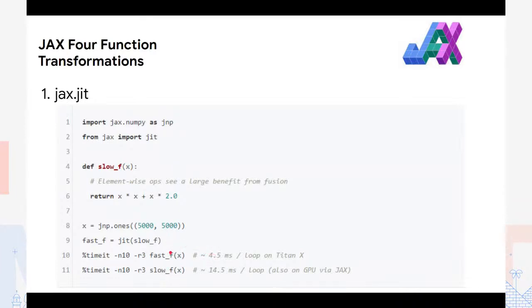The output for the fast f, executed using this just-in-time compiler, takes about 4.5 milliseconds per loop. Meanwhile the other function is executed in 14.5 milliseconds per loop, which is significantly slower than the fast f function. It's really clear that while using the just-in-time compiler, we're taking less time.